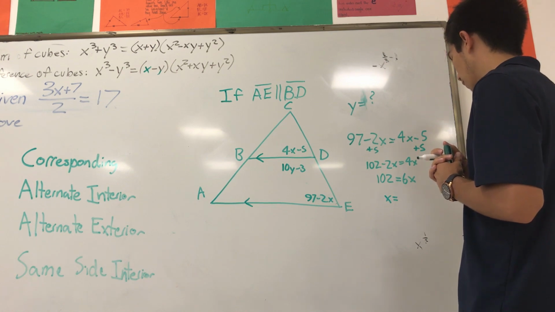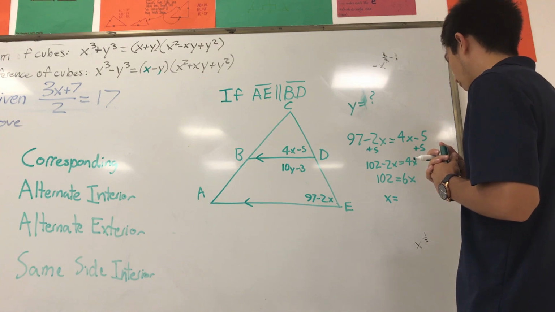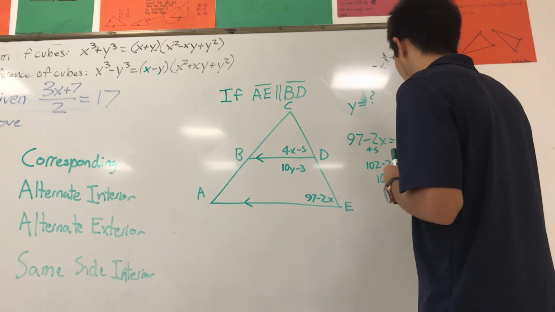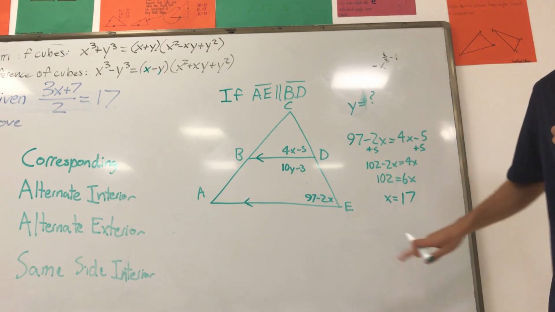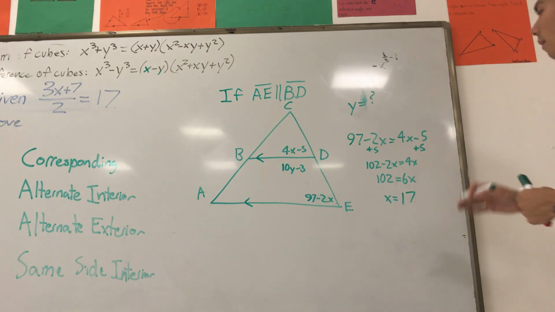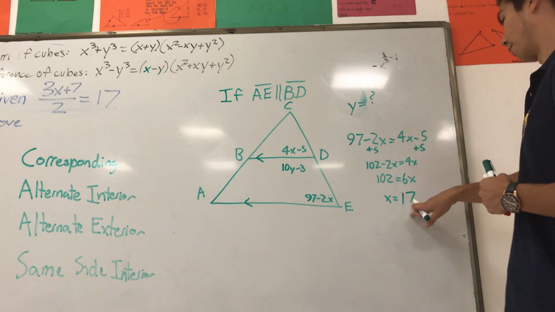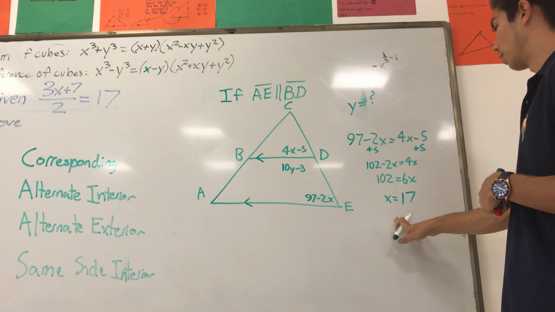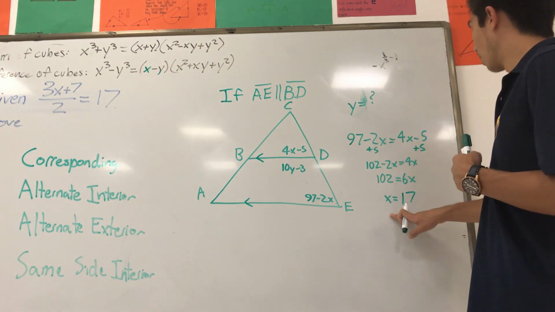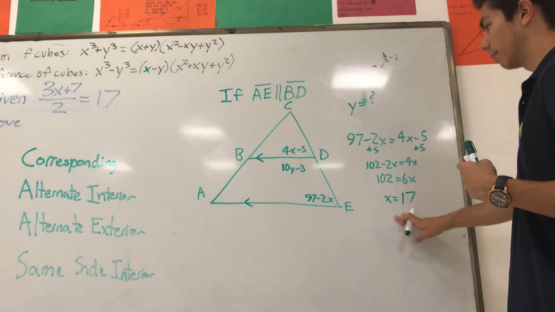I'm going to have to do this in my head. I believe it gives me 17. You can check my work on a calculator. 6 times 17 should give me 102. So x should equal 17. Now we've figured out what x is, and I'm pretty confident that I'm right, but you can check me because math teachers can be wrong. So I have figured out that x equals 17.